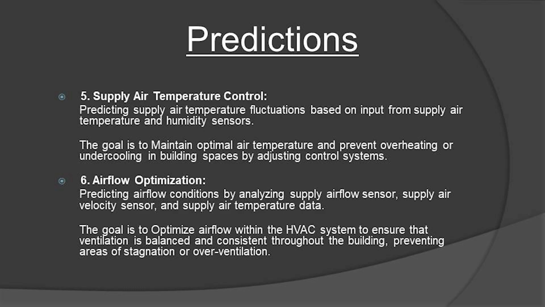Airflow optimization. Predicting airflow conditions by analyzing supply airflow sensor, supply air velocity sensor, and supply air temperature data. The goal is to optimize airflow within the HVAC system to ensure that ventilation is balanced and consistent throughout the building, preventing areas of stagnation or overventilation.